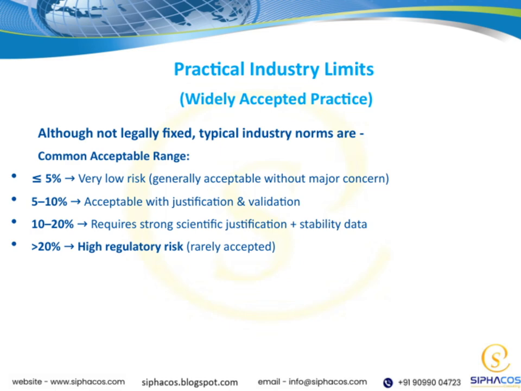When the level falls between 5 and 10%, it's generally acceptable, but only if you have proper justification and validation to support that. For levels between 10 and 20%, you'll need strong scientific justification and comprehensive stability data to demonstrate safety and efficacy. And finally, if the impurity exceeds 20%, that's considered high regulatory risk. Such levels are rarely accepted and often require significant justification or reformulation. These guidelines help us navigate industry standards and regulatory expectations while ensuring product quality and safety.